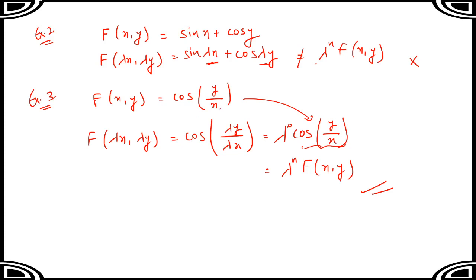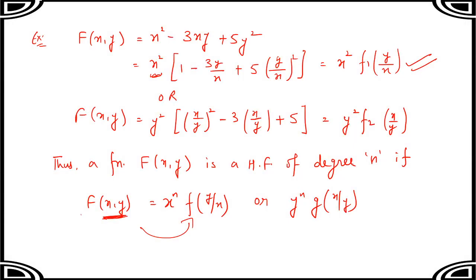Cos of y/x: here λ and λ will cancel and we'll get the original function cos(y/x), and we can write λ with power 0. So yes, this is also a homogeneous function.